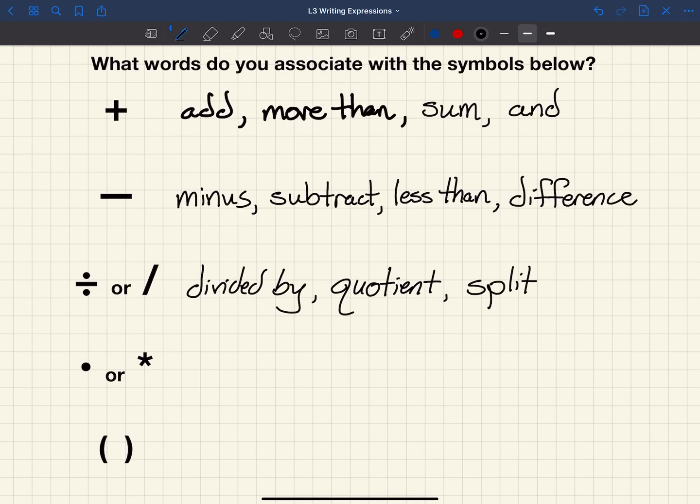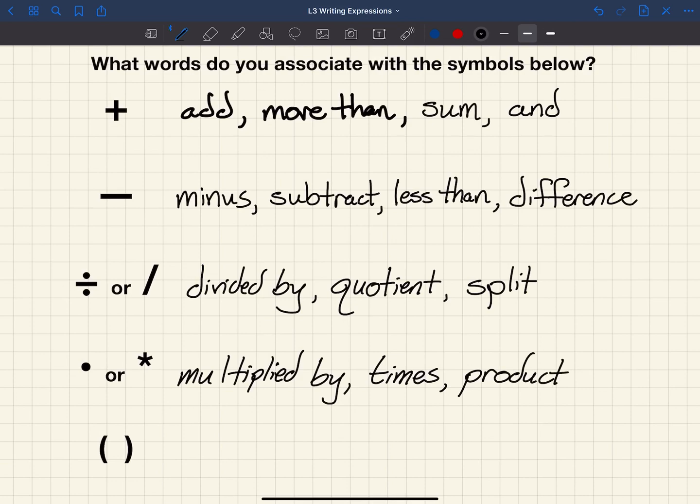As for multiplication, you can think about it as multiplied or even multiplied by. You might think of just the word times, like 3 times 5 is 15. Or again, like with quotient, the special word for multiplying is product. When you multiply two things together, you get the product of those two numbers.